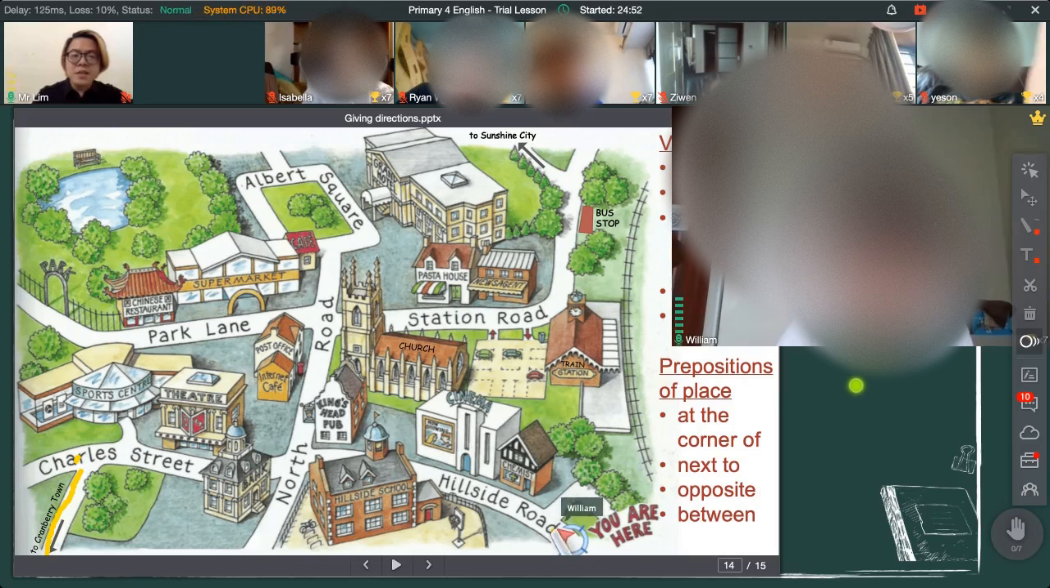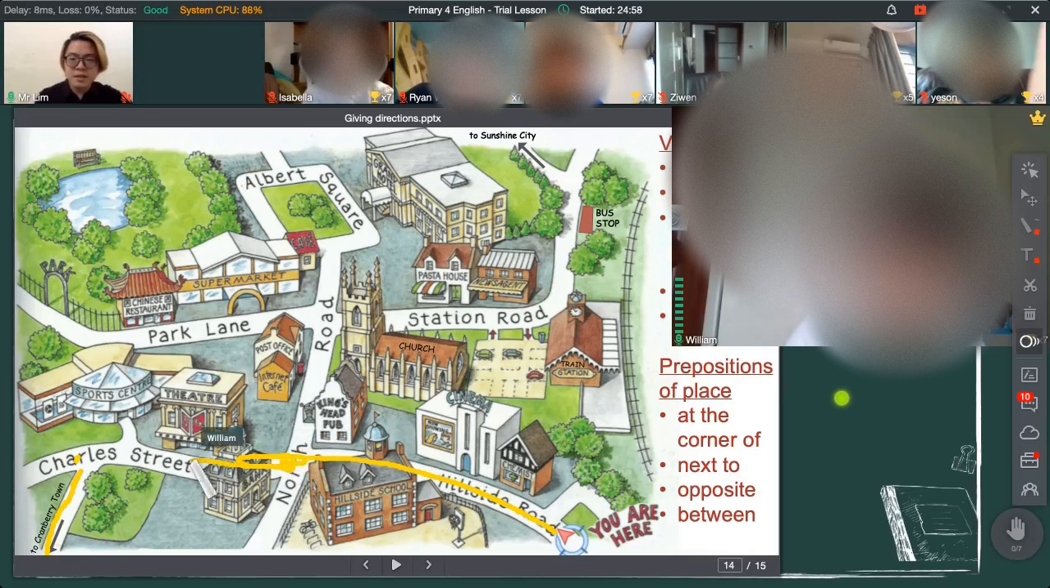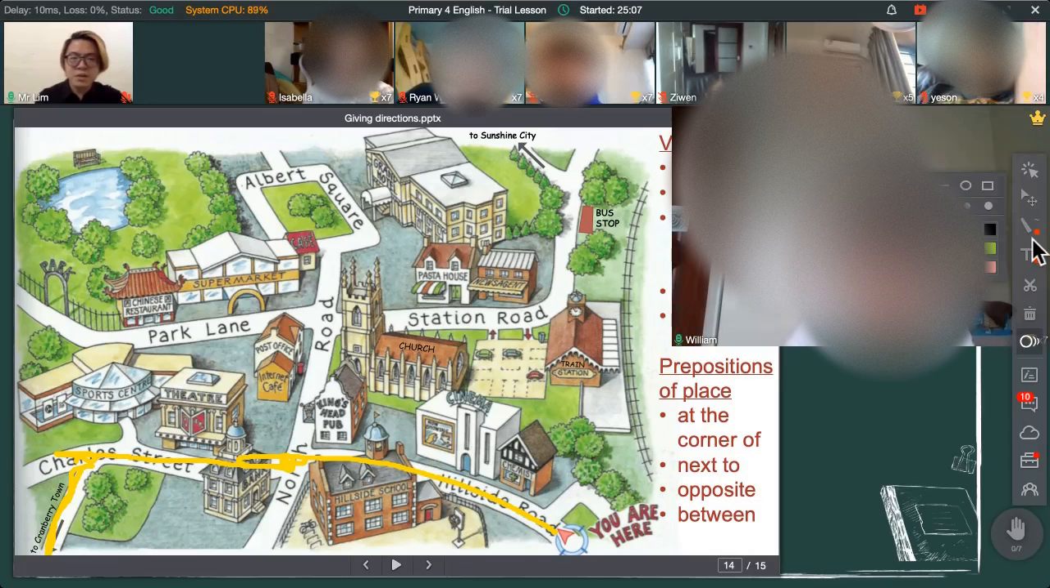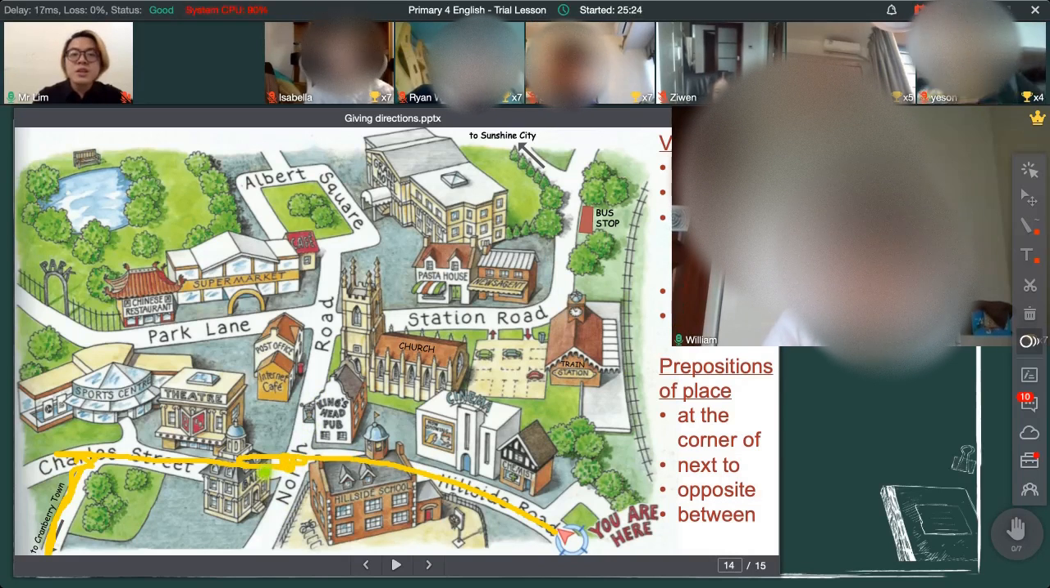No, first you go forward to North Street, and then you go forward again to Charles Street, and then turn left, and then you could go to Cranberry Town. All right, could I give you some advice? I think first you should say let's walk straight ahead along Hillside Road until you reach North Road.